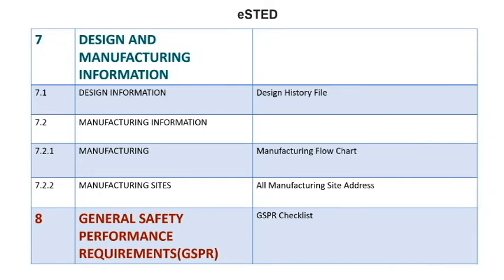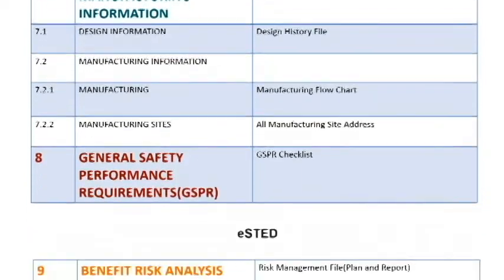Address of all manufacturing sites to be mentioned here. With the manufacturing activity, it should be in line with the DoC and relevant certificates, for example ISO certificate, etc. It should cover all the sites, including the supplier and subcontractor where manufacturing activities are performed. General safety and performance requirements: reference to GSPR checklist; list of the standards and common specifications need to be provided.